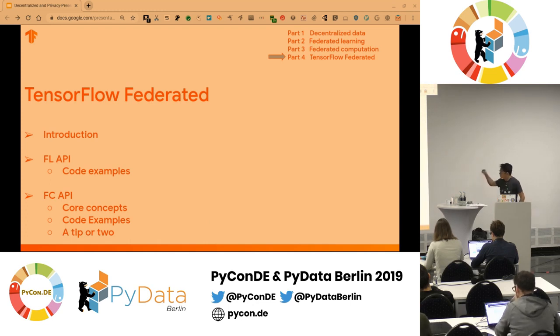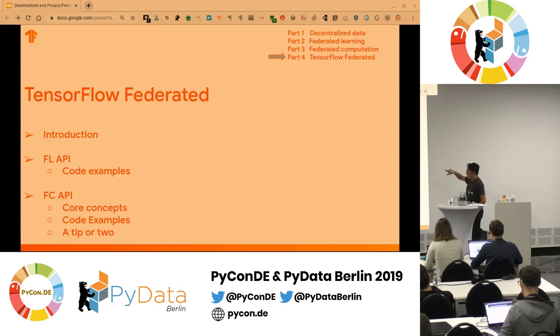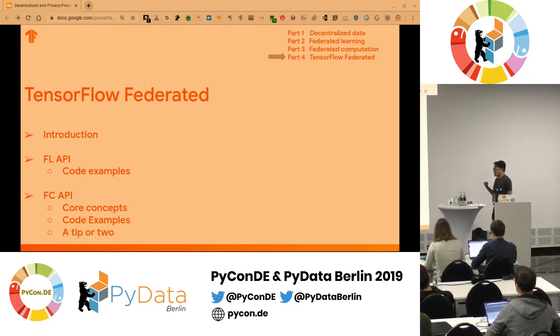All right, so as you run through TensorFlow Federated, I'm going to quickly give an introduction, and then we're going to look first at the FL API, which is the Federated Learning API, and see some code examples. Then I'm going to talk about some core concepts of the Federated Computation API, the FC API, look back at the example that we just saw, and look at the code examples, and maybe I'll mention a tip or two.